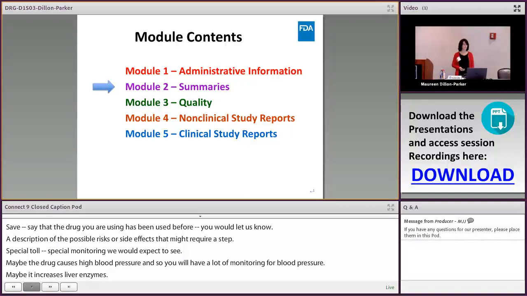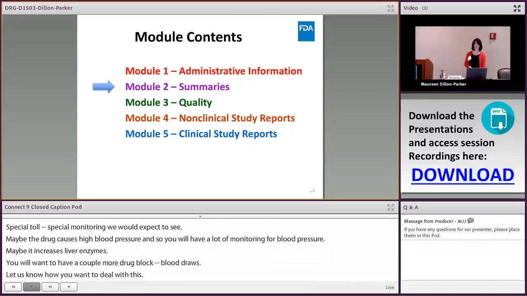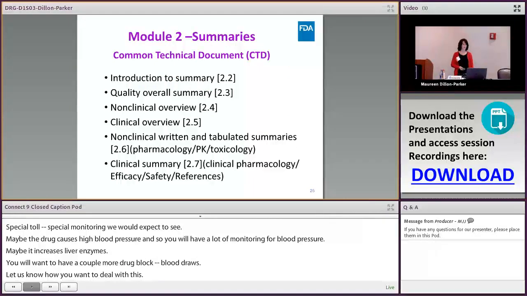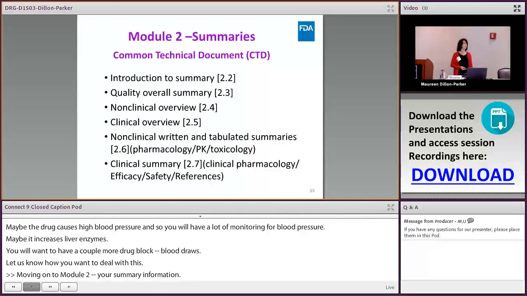So moving on to Module 2, which is all your summary information. And the summary information is basically broken out like this. It's the introduction to the summary, your quality overall summary, the non-clinical overview, your clinical overview, and then it's going to also contain your non-clinical written and tabulated summaries and your clinical summary. So, this is really your summary section.